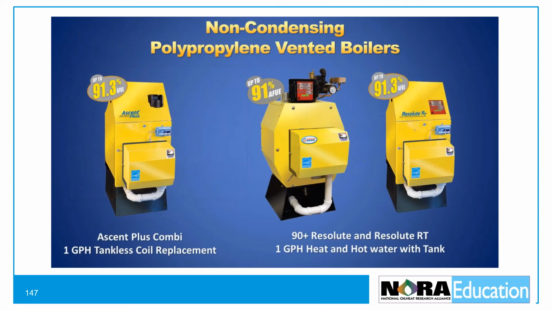The Ascent Plus Combi fires up to 1 gallon per hour and is ideal for tankless coil replacements. The 90 Plus Resolute, introduced in 2011, and the Resolute RT also fire up to 1 gallon per hour and are suitable for homes that consume up to 2,000 gallons of oil per year. The Resolute models use a hot water tank and a thermal purge control for the best available real annual efficiency and highest hot water output. All models can vent up to a maximum length of 50 feet equivalent intake plus 50 feet equivalent exhaust in polypropylene.